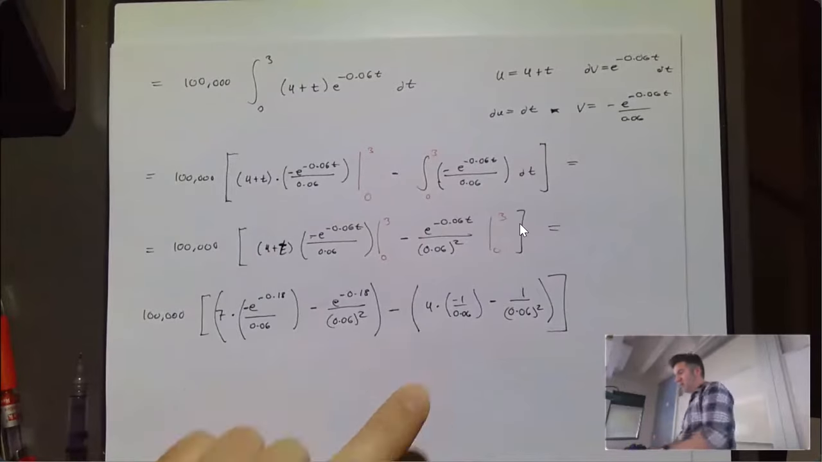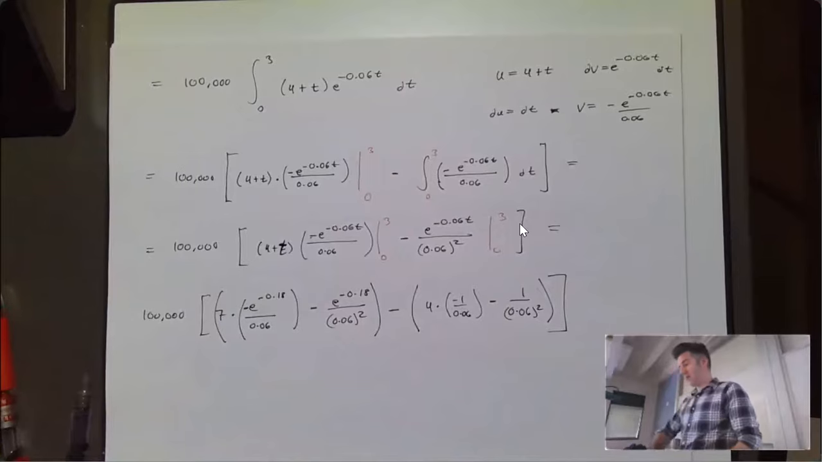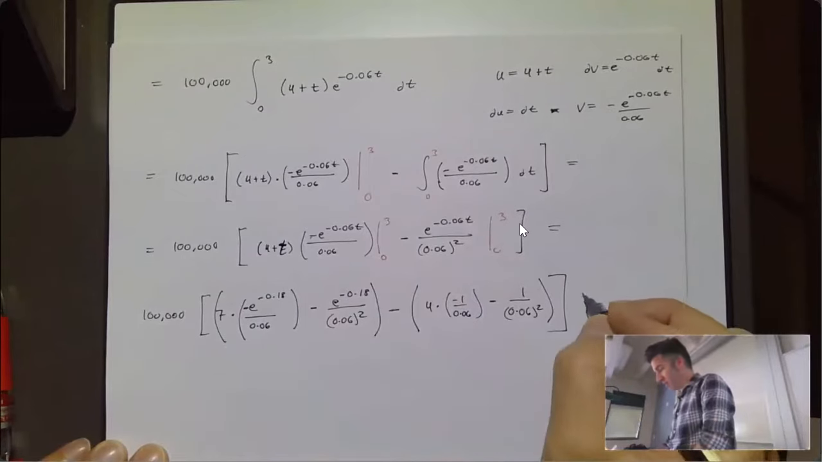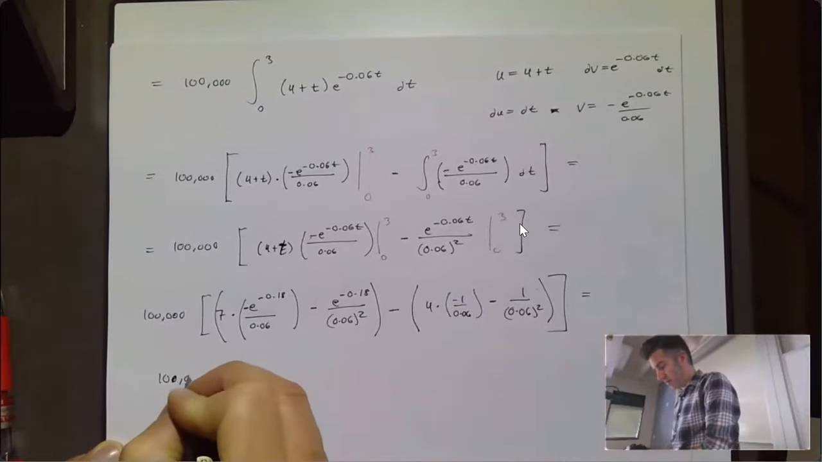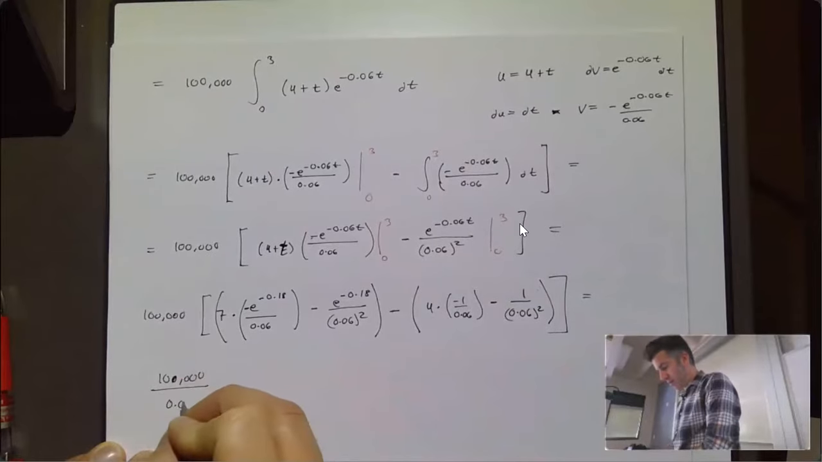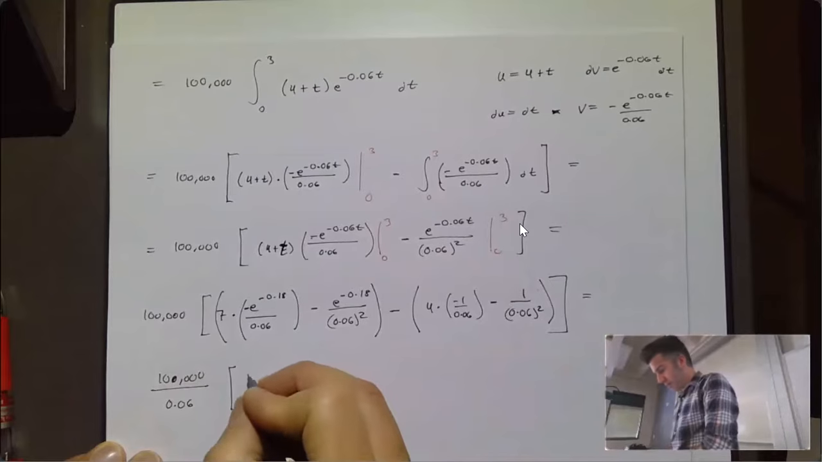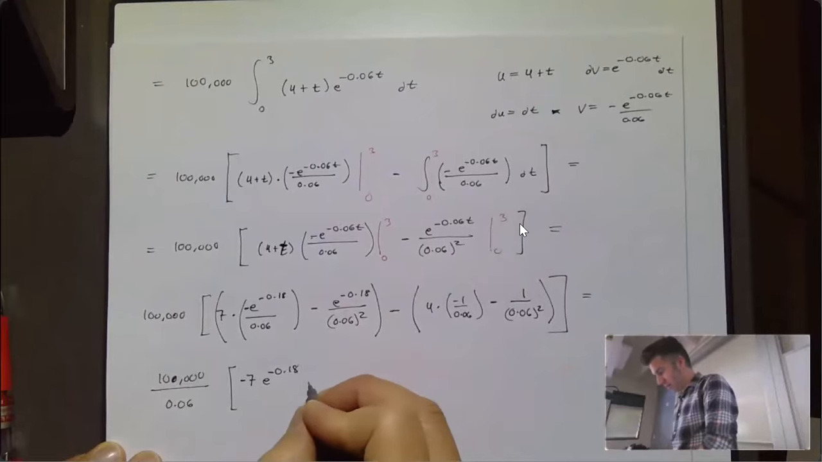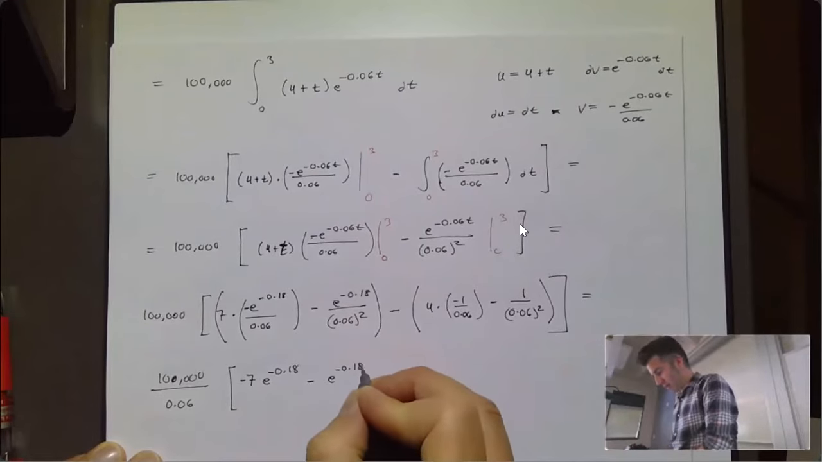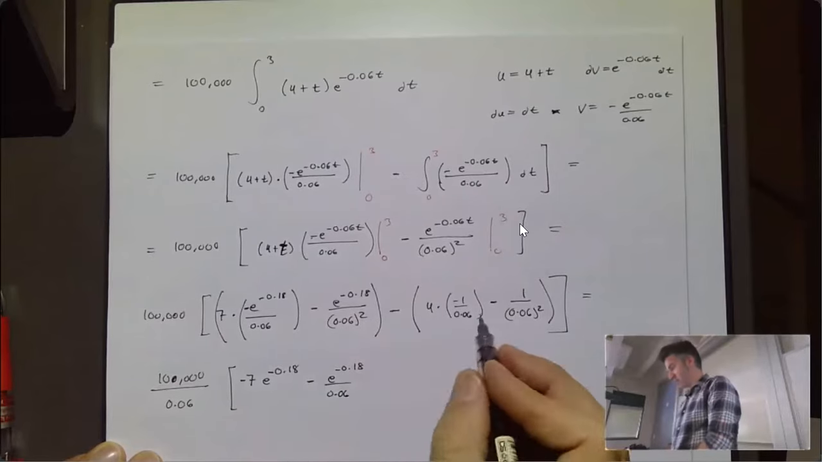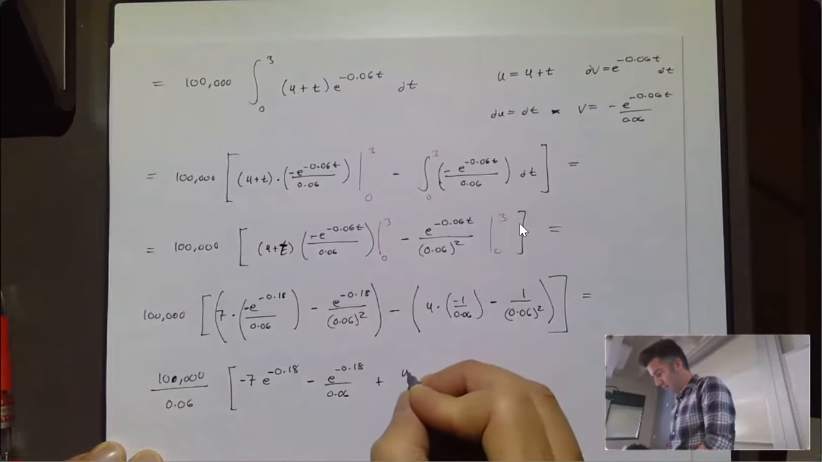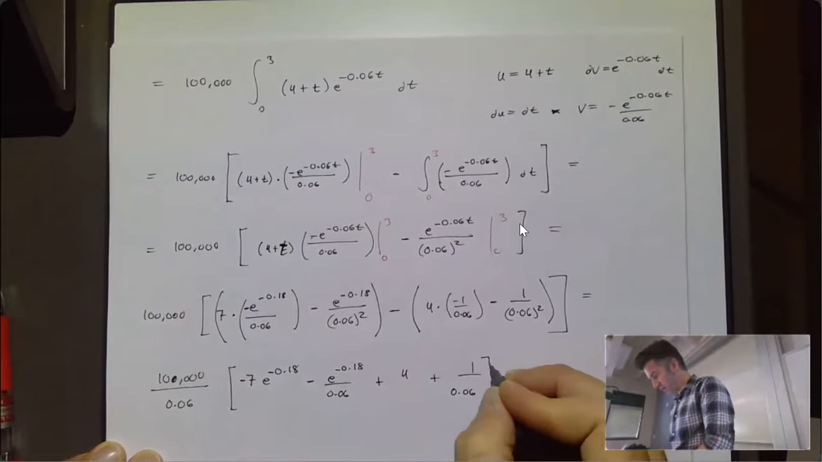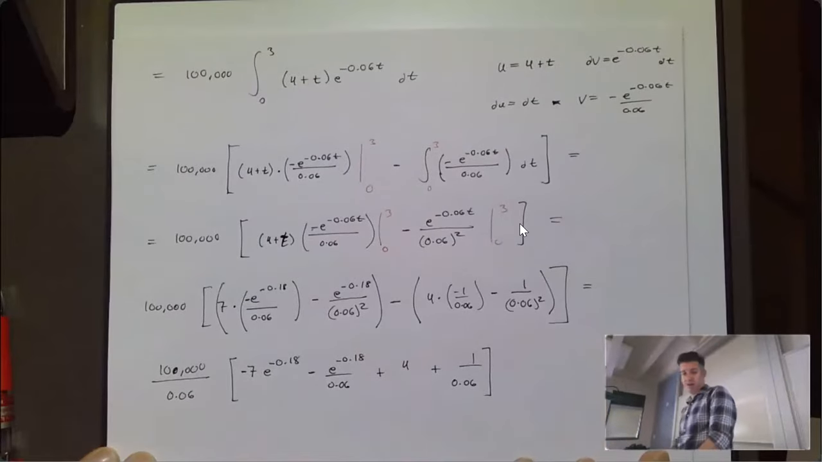I'm trying to think if there's anything I would do to make this a little easier to input into a calculator. The only thing I can really think of doing would maybe be factoring out one of these 0.06s in the denominator. So I might rewrite this as 100,000 divided by 0.06, and then I'm left with a negative 7 times e to the negative 0.18 minus e to the negative 0.18 divided by 0.06. And then I'm going to distribute the minus as well. So a minus and minus is plus 4, and then minus and minus is plus 1 over 0.06. Is it nice? No, but it's fine.